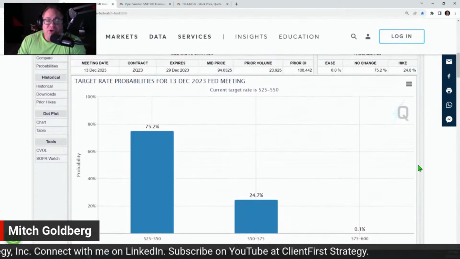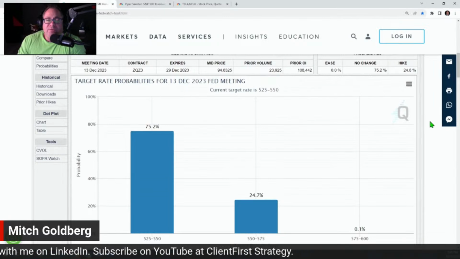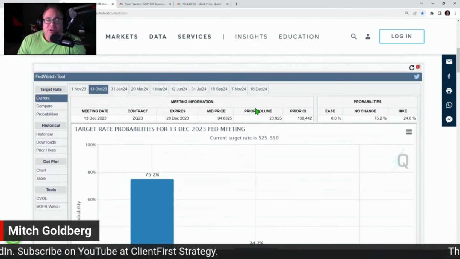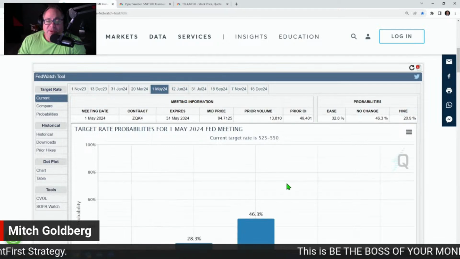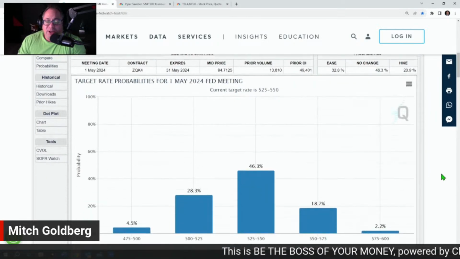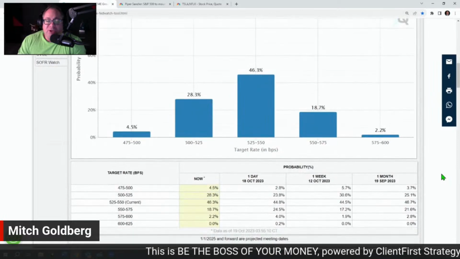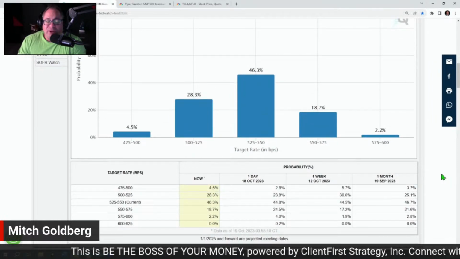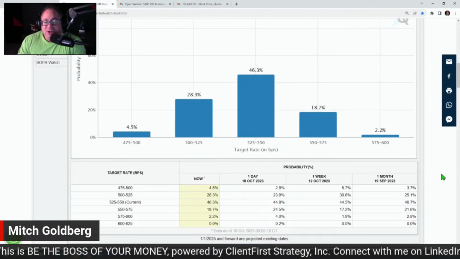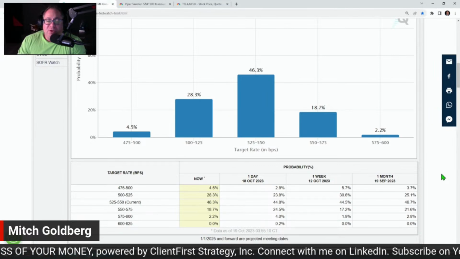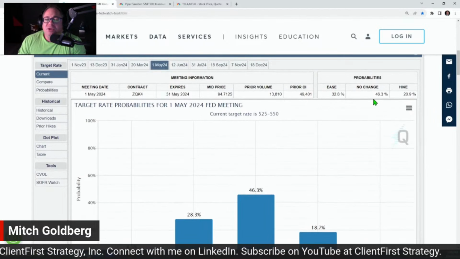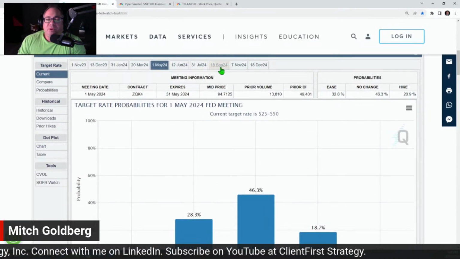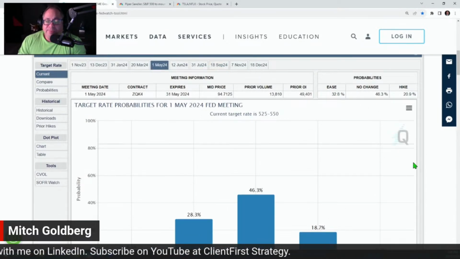And then we start to go into different meetings. And by the time you get to May, we start to see that there's more of a chance that the Fed could raise rates than leave them alone. So that's what we're looking at. But then you go all the way out to September of 24.